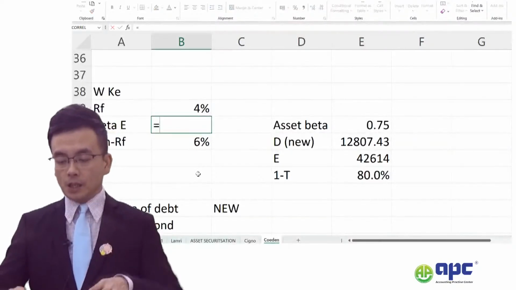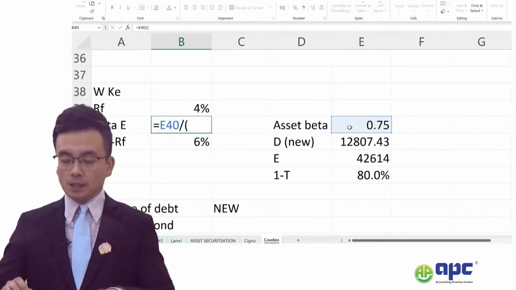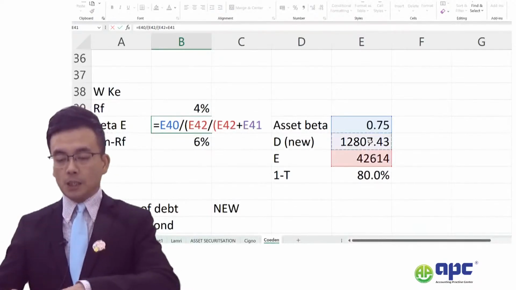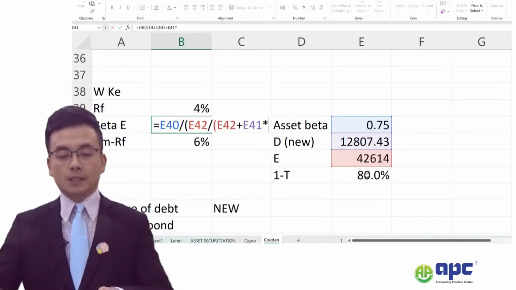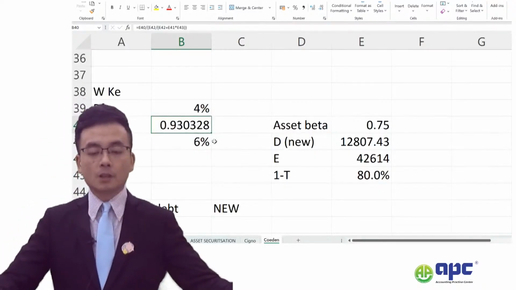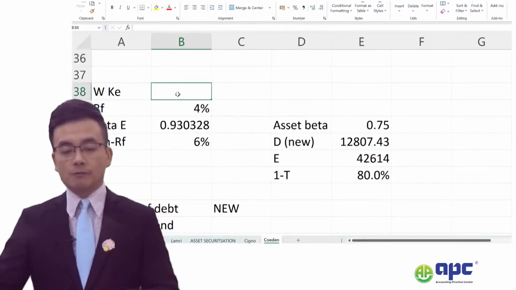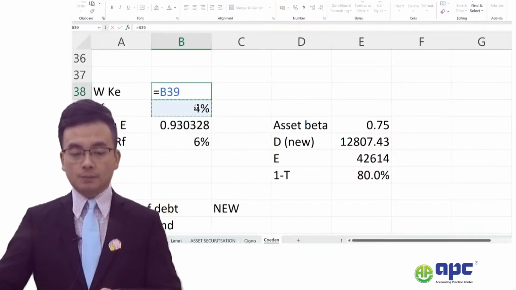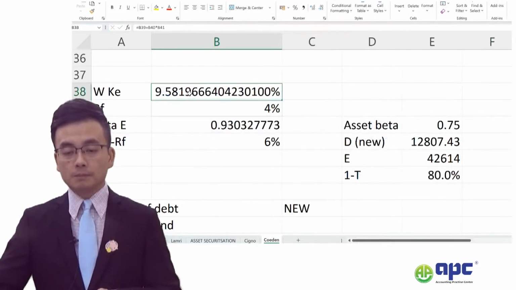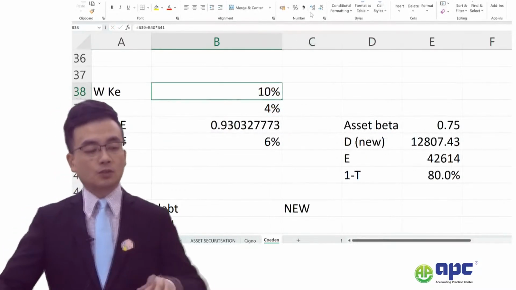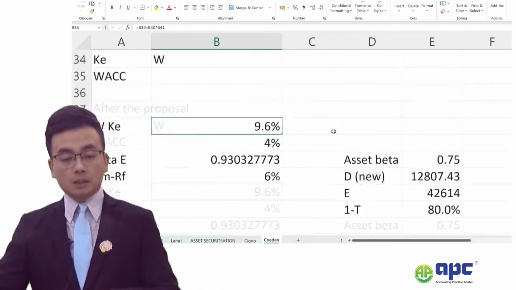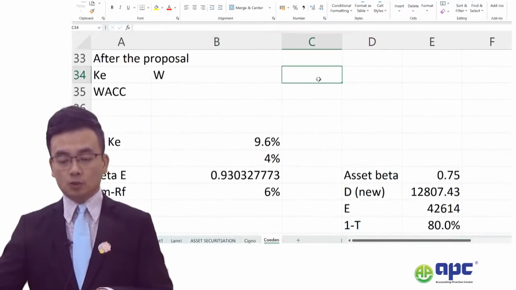We take asset beta over value of equity over value of equity plus value of debt, times by 1 minus tax rate being 0.93 there. Alright, so cost of equity, we take risk-free rate plus beta, times by the premium. It's just about 9.6% there. So it's 9.6%, job done.